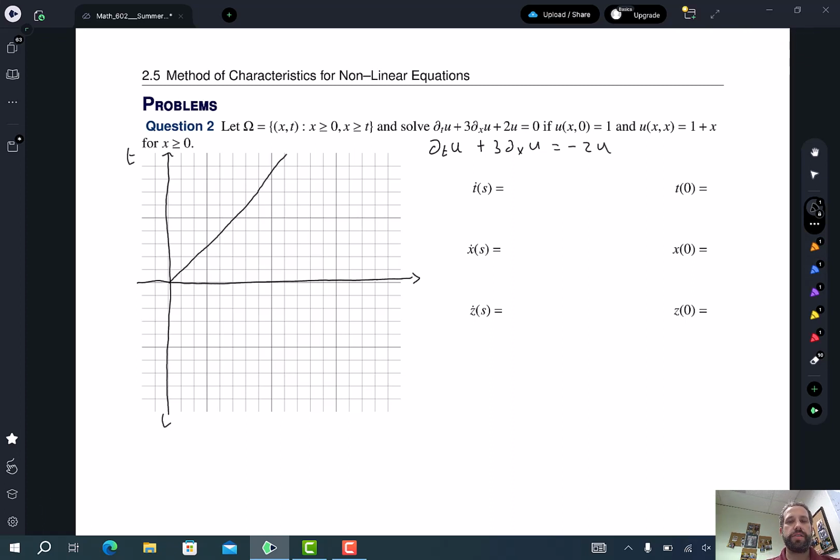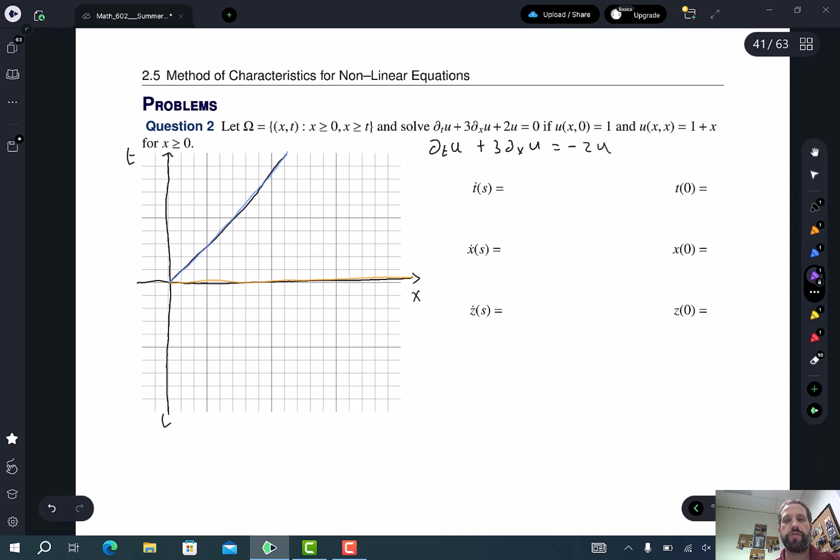In other words, it's all this area down there that we're worried about: x greater than or equal to 0 and greater than or equal to t. Okay, so what is the information that I'm given? What is my Cauchy curve? Well, I've got u of x, 0 is equal to 1. So I know what u is along the x-axis. And I also have u of x, x is equal to 1 plus x. So I also know what u is along this line right here. Okay, so now I've got my Cauchy data.